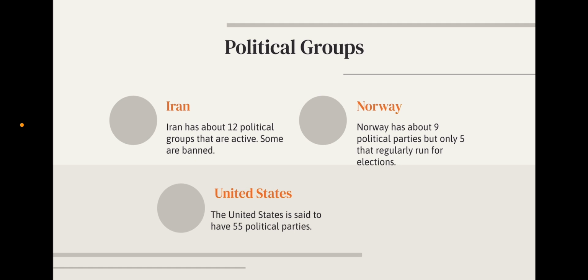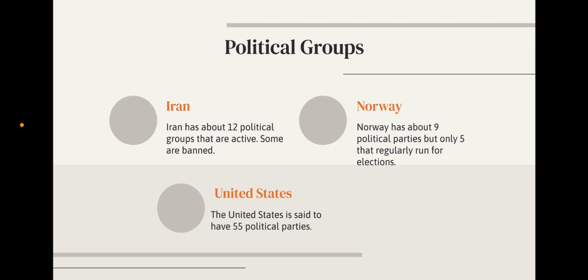They have the Association of the Devotees of the Islamic Revolution, Assembly of Militant Clergy, then Assembly of Researchers and Lecturers of Qom Seminary, the Association of the Women of the Islamic Republic, Executives of the Construction Party, the Freedom Movement of Iran, Islamic Coalition Party, Islamic Iran Participation Front, National Trust, the Office for Strengthening Unity, Organization of the Mojahedin of the Islamic Revolution of Iran, the Society of the Militant Clergy of Tehran, and then again, the rest of them are just disbanded and are not allowed. So then for Norway, they have about 9, but they only have 5 that regularly run.